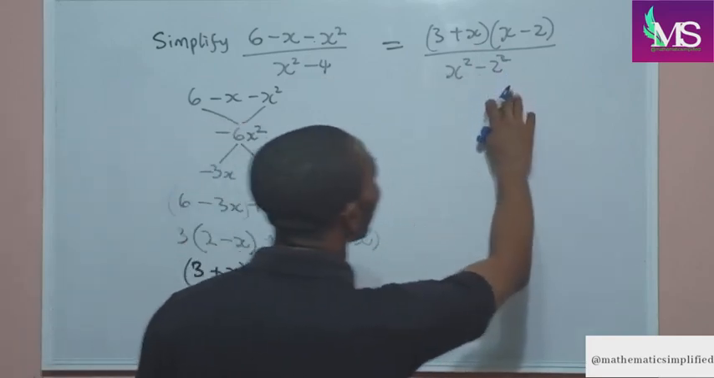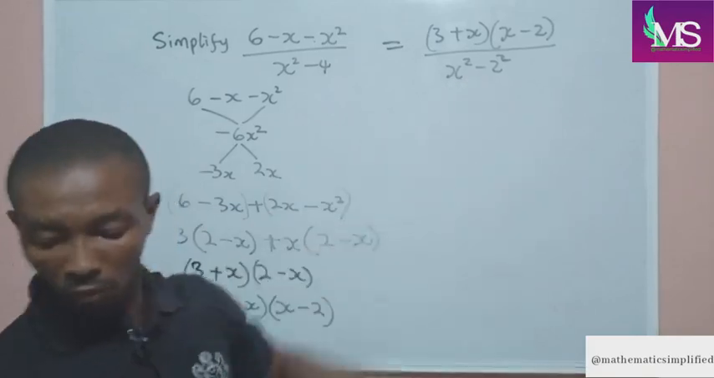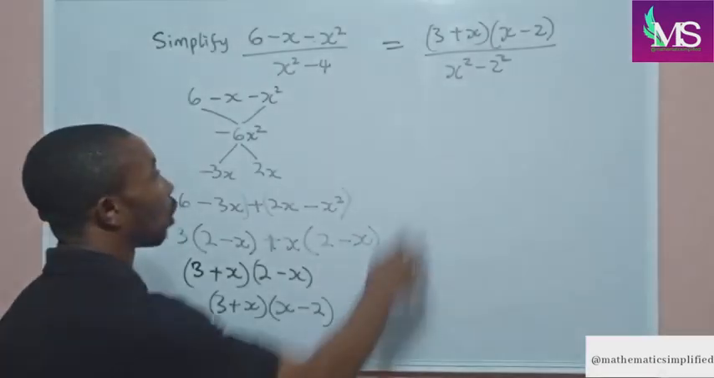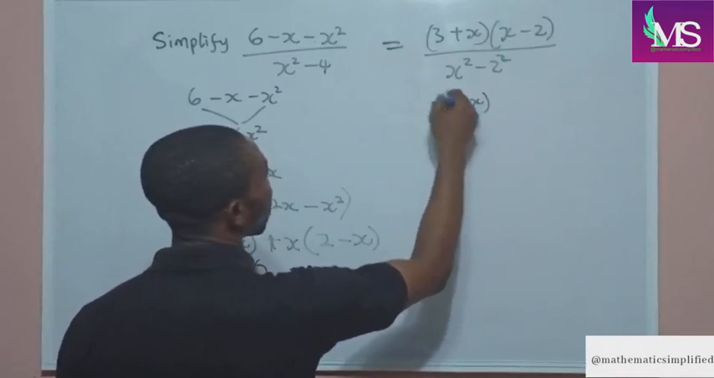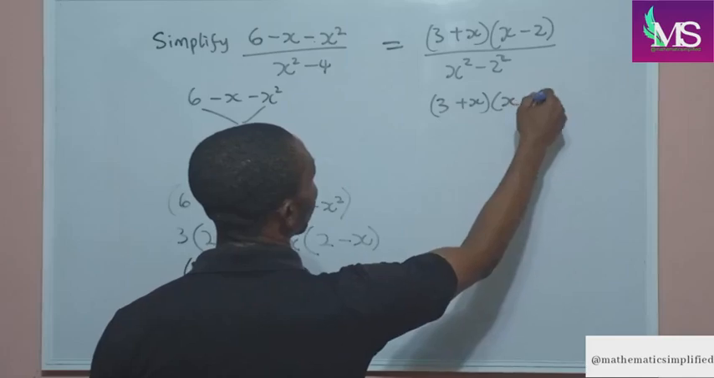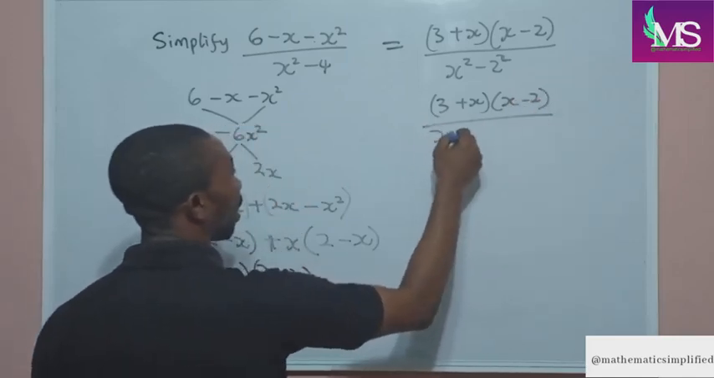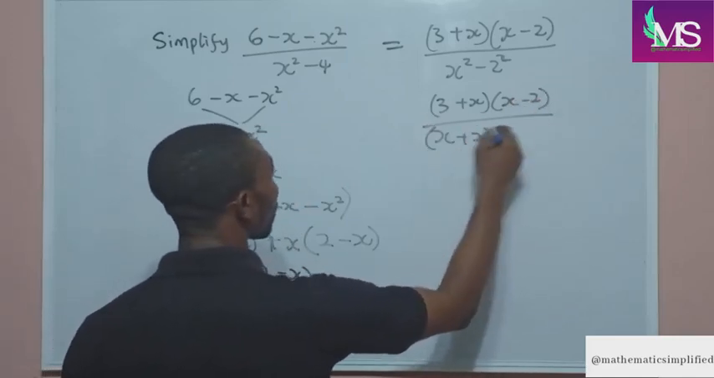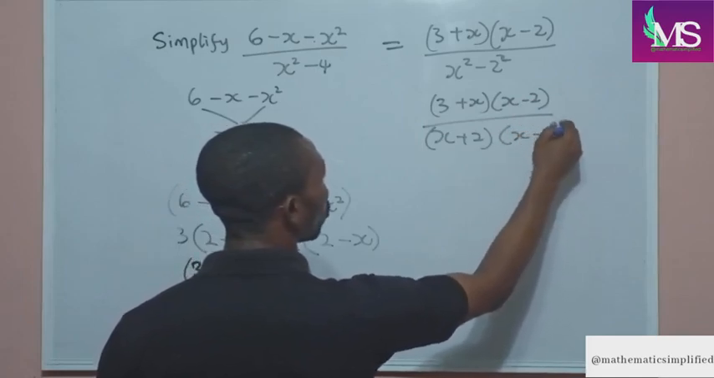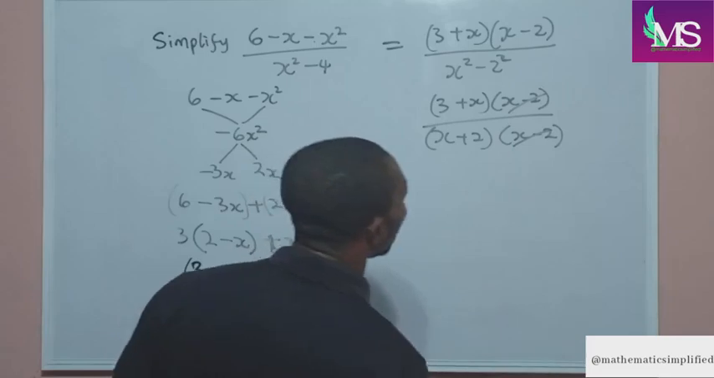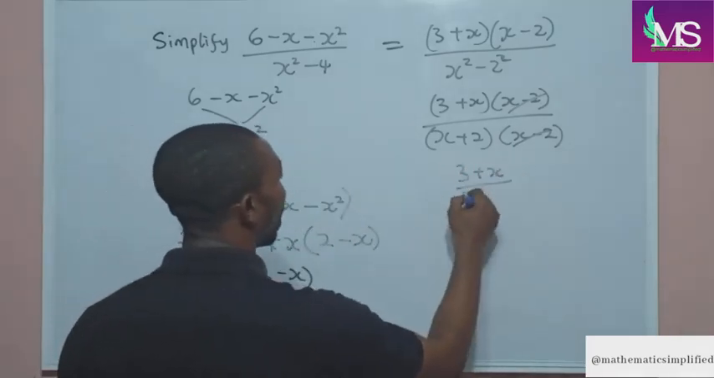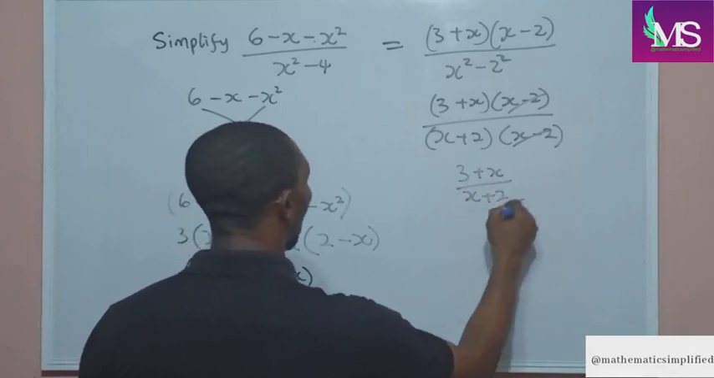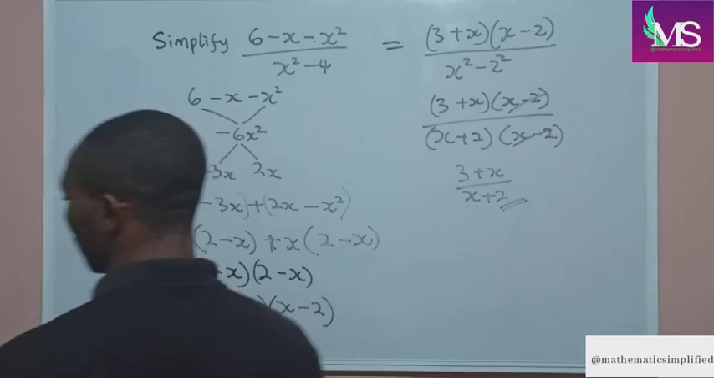Now, if you apply a difference of 2 squares here, we are going to have 3 plus x and x minus 2 all over x plus 2 and x minus 2. So this can now cancel this, leaving us with 3 plus x over x plus 2 as our final answer.